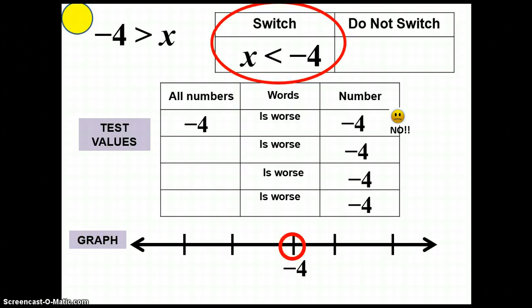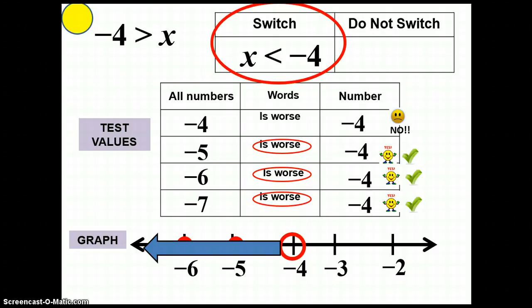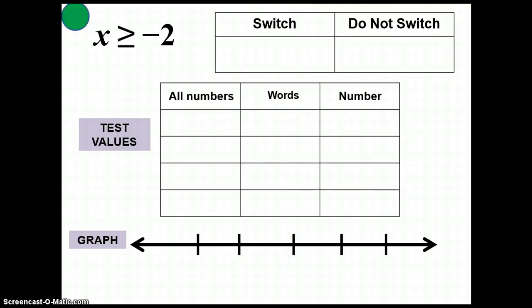All right. What are some other numbers that we can think of that are worse? -5 comes to mind. -5 is worse. -6 is worse. -7 is worse. All the numbers to the left of -4 are way worse. And again, you want to include all of them: -6, -5, -4, -3, -2, -1, 0.